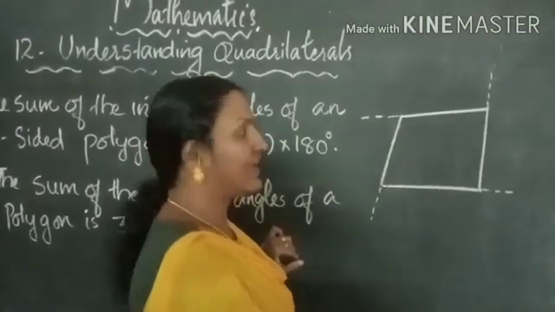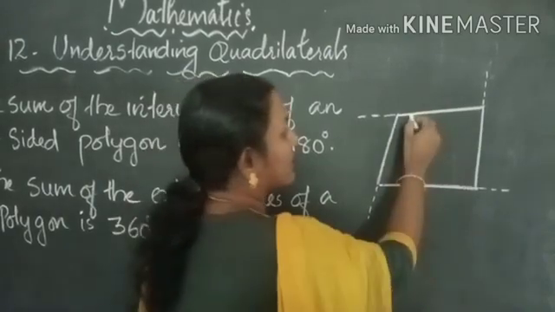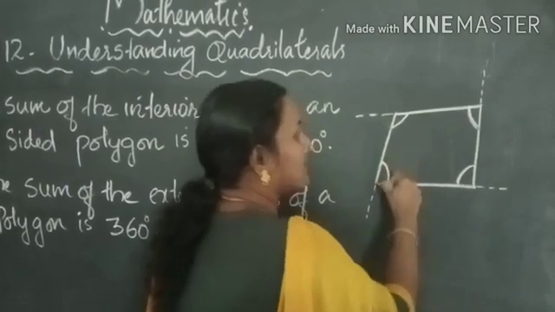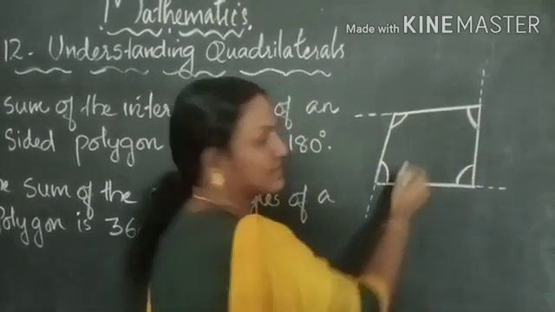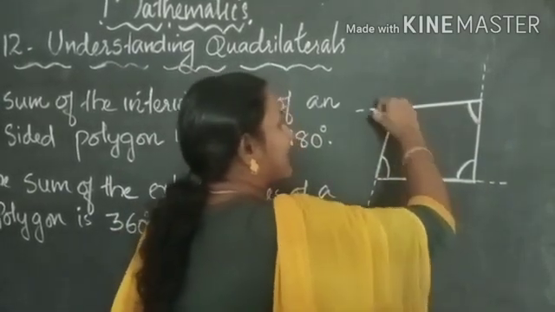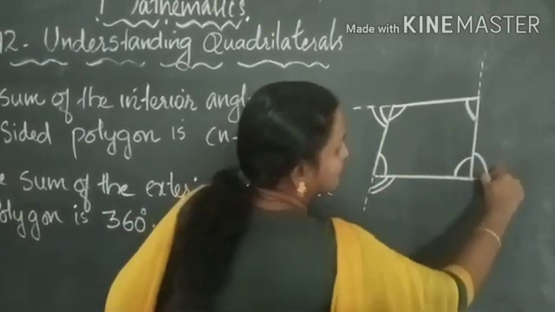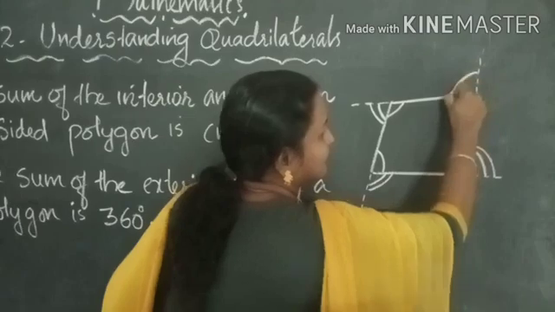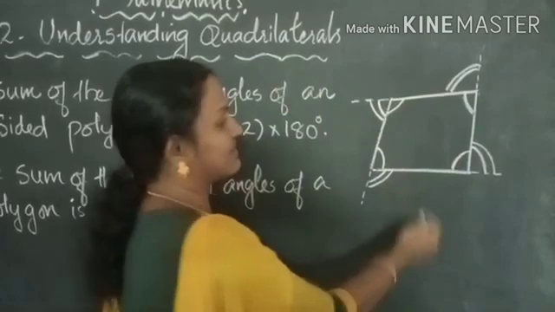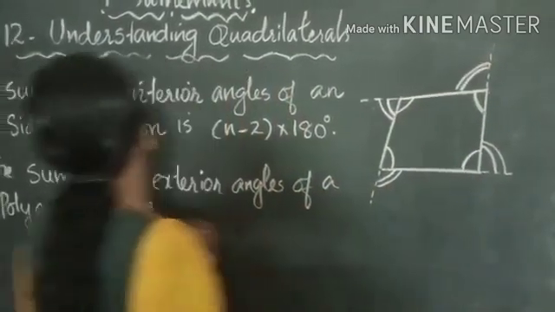Next, we shall discuss the interior angles and exterior angles of a given quadrilateral. Here, these are the interior angles. These are the interior angles. These are exterior angles.